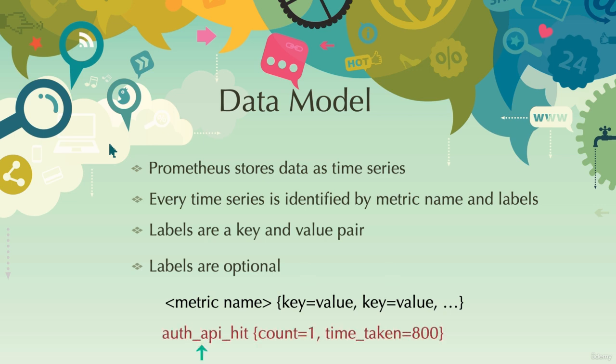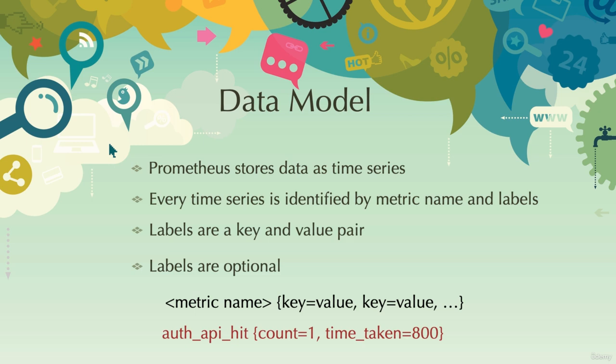We can have a metric name called auth or authentication API hit. For example, we have an API for authentication, and every time the authentication API is hit, we can have count equal to 1. We can assign this to a counter, and say every time the API is hit, we increase the counter by 1.